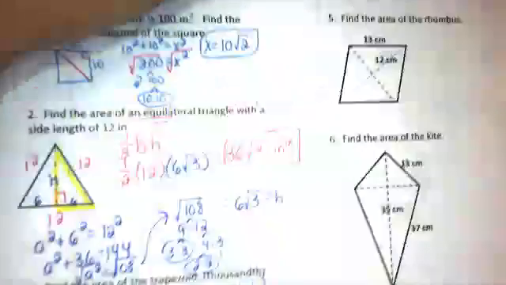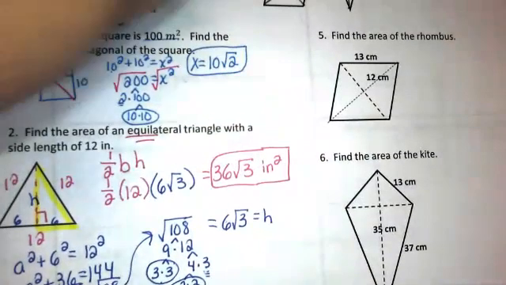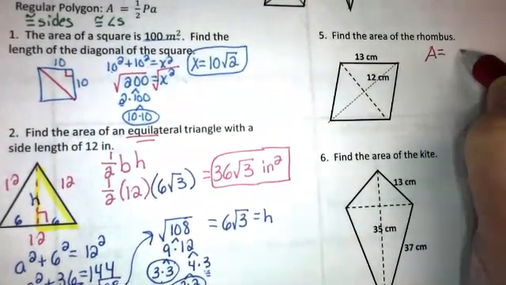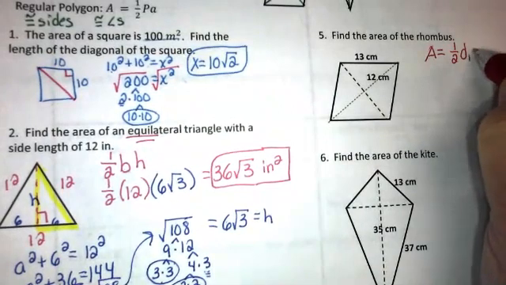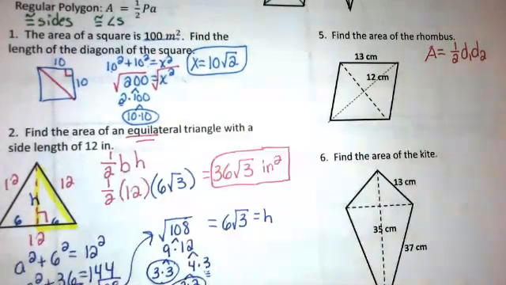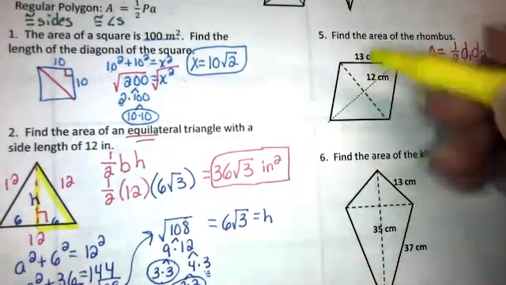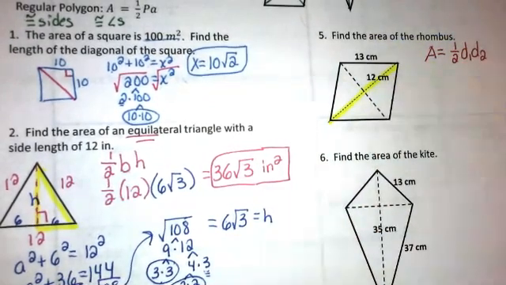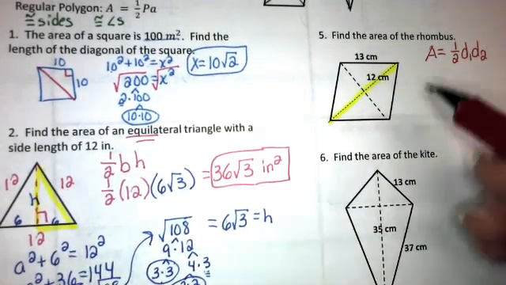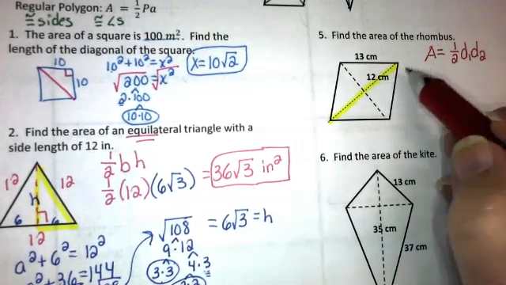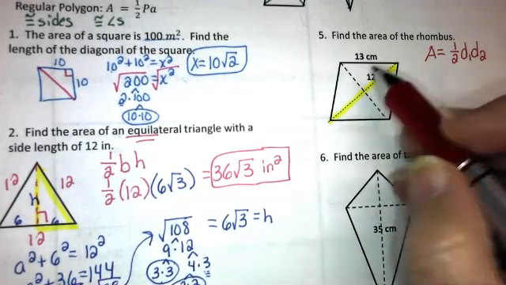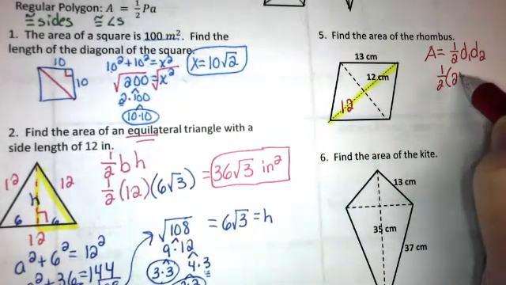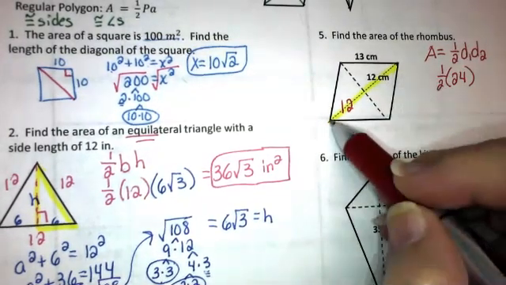All right, next up, a rhombus. So the formula for a rhombus, area equals 1/2 diagonal times diagonal. So let's start out with this diagonal. I've got a 12 right here. Now in a rhombus, the diagonals bisect each other. So this 12 means that this is also 12. So my first diagonal is 24 from end to end.